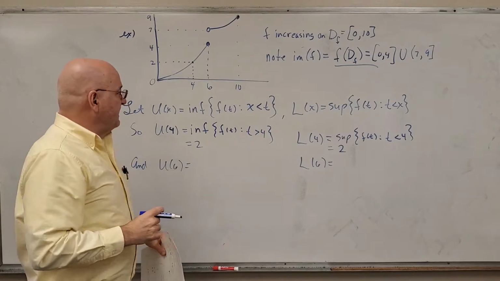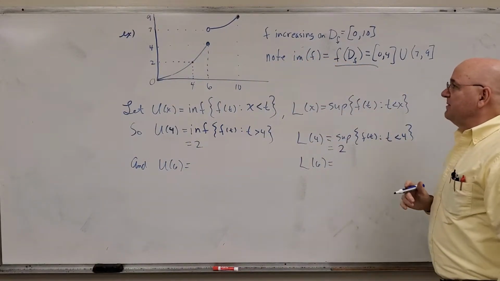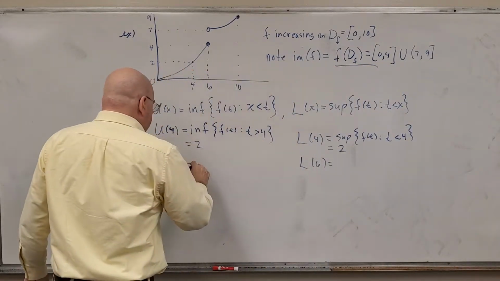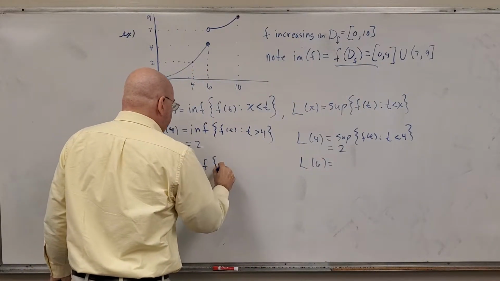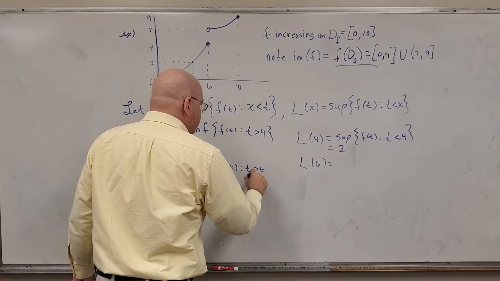Let's do the same thing with the number 6. Notice it's going to be a little bit different this time. So U of 6 is the infimum of f of t, where t is greater than 6.